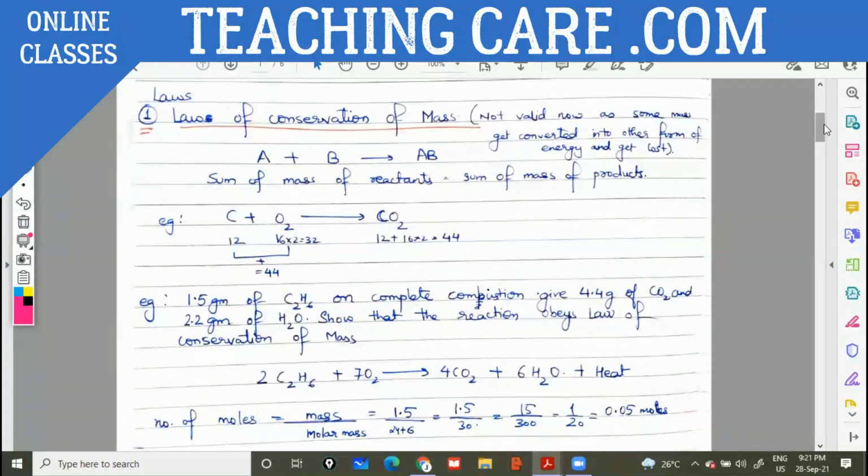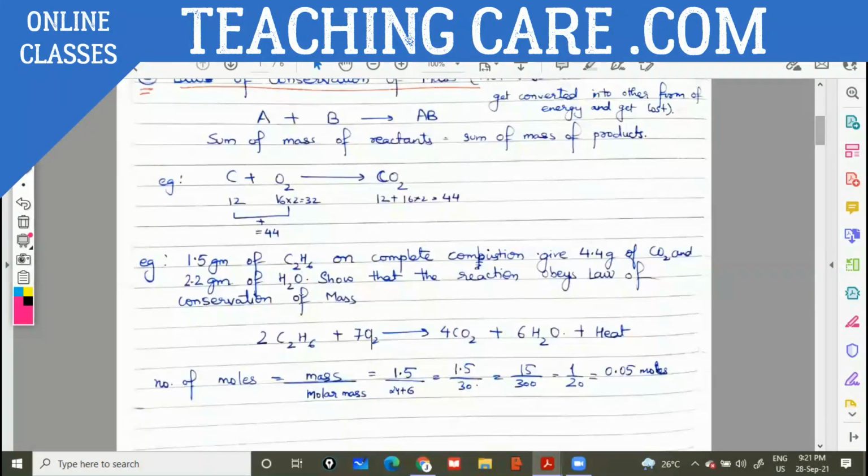Now, first thing, you need to find the number of moles. Number of moles is how many moles are there. So, for that, if we talk of the number of moles of ethane, that number of moles is equal to mass upon molecular mass. This is the formula for number of moles. Now, what is the mass given for ethane? It is 1.5 gram.